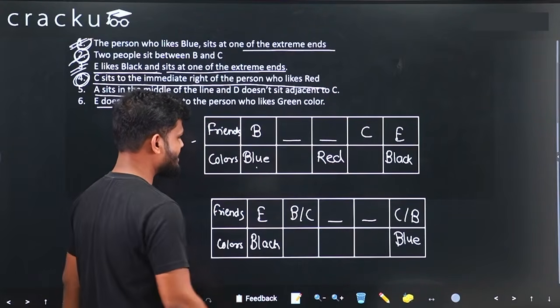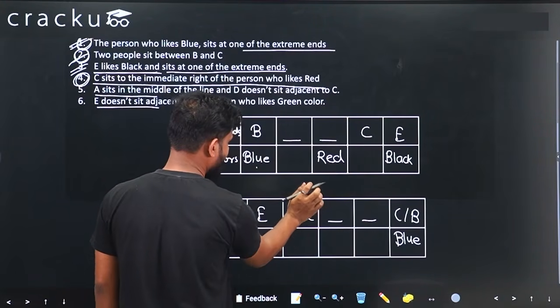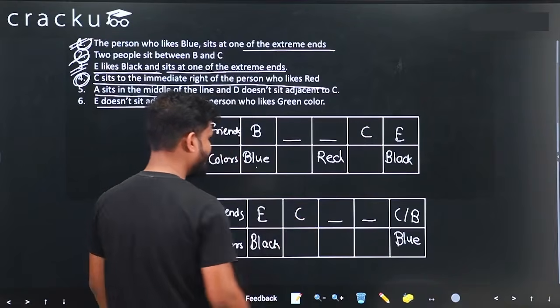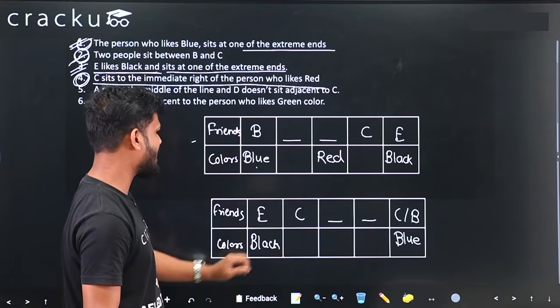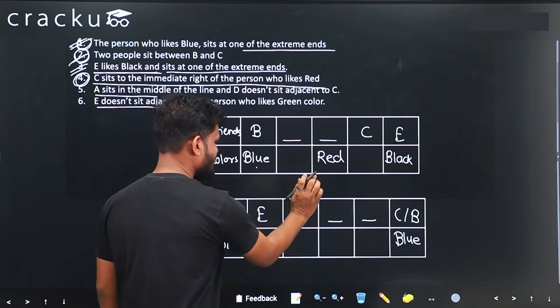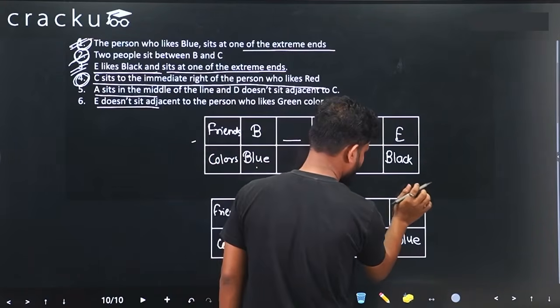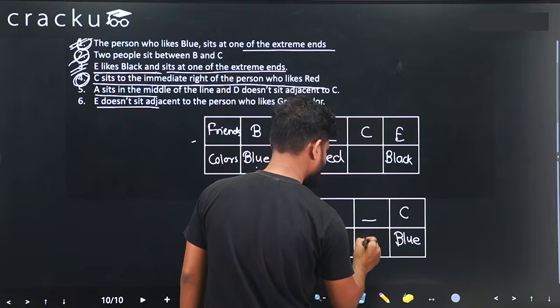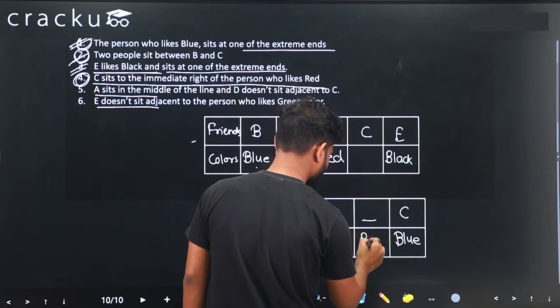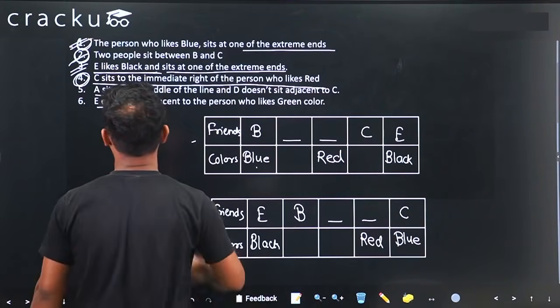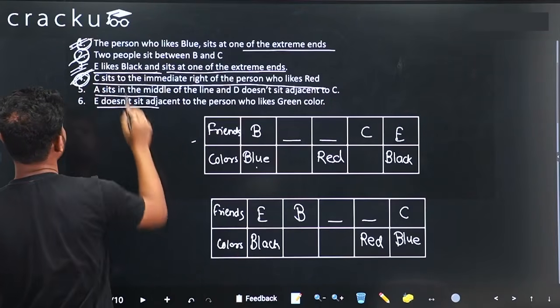Similarly, in this case, can C sit here? If C sits here, he will be to the immediate right of the person who likes black, but we want red. So it means C is not sitting here, B should sit here and C should sit here. And this person will like red color. So we have utilized the fourth clue as well.